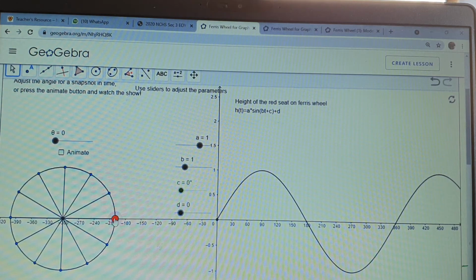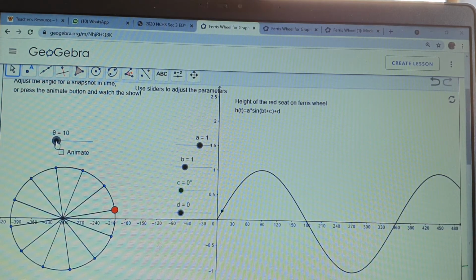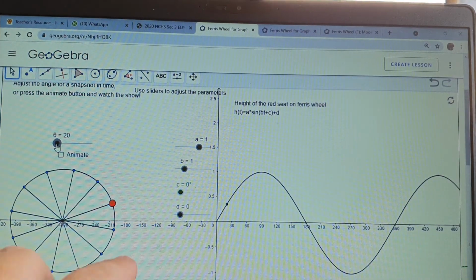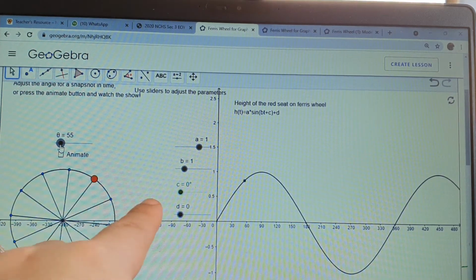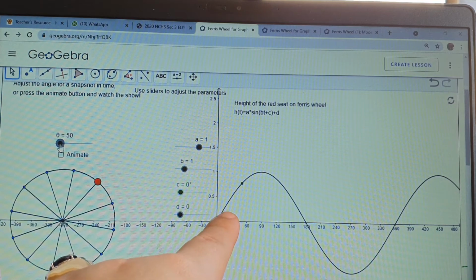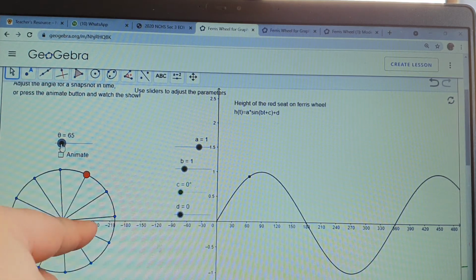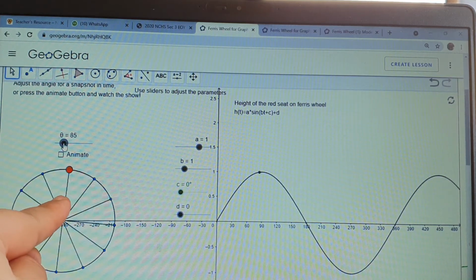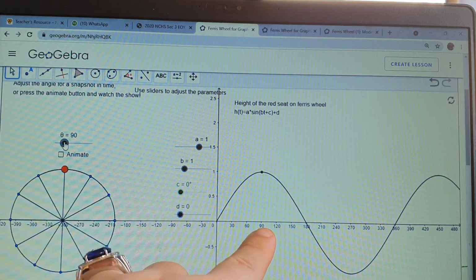Okay. As your capsule moves, you're moving now. And then as you gain height, you see this thing also gains height. And then your angle comes to 90, right? You see, 90 is here.